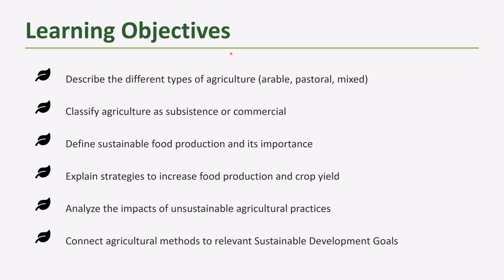By the end of this lesson, we will be able to describe the different types of agriculture: arable, pastoral and mixed; classify agriculture as subsistence or commercial; define sustainable food production and its importance; explain strategies to increase food production and crop yield; analyze the impact of unsustainable agricultural practices; and connect agricultural methods to relevant sustainable development goals.